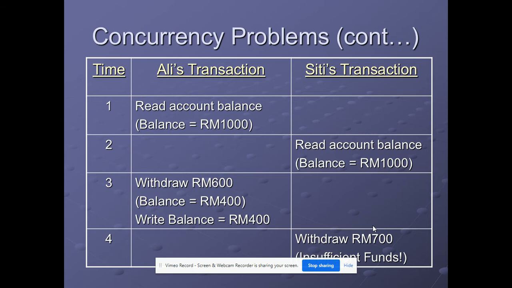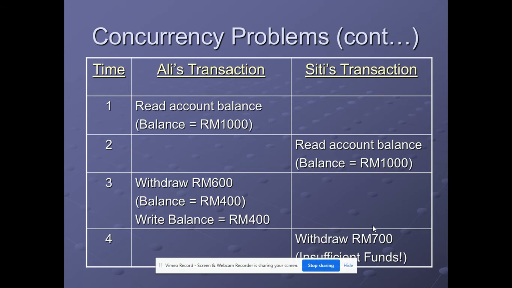So he has read the account balance, which is $1,000. Then he withdraws $600. Balance equals $400. Write balance equals $400. That is the amount that is remaining in the account. Then we've got withdraw $700, insufficient funds.